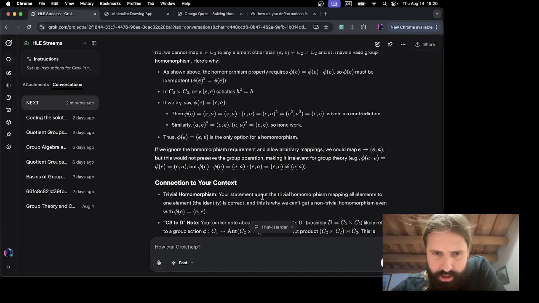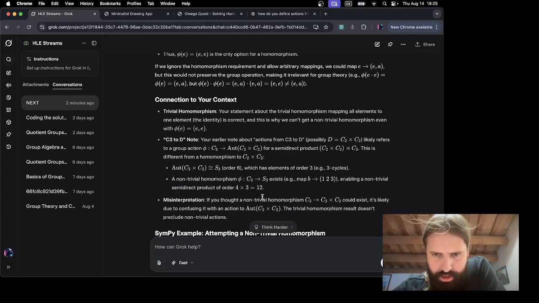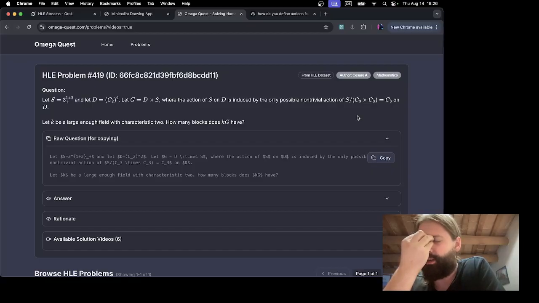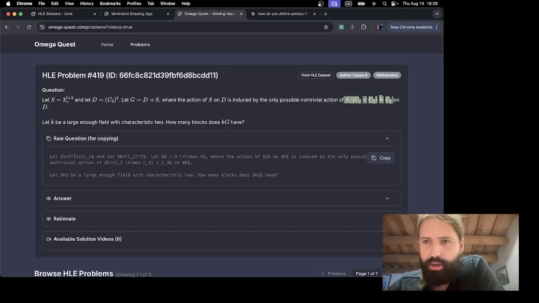How then? But then how is that possible? So define D times S with the action of S on D induced by the only possible non-trivial action of C3 on D. So the only thing that I can come up with is that we just ignore these and we focus on these, right? But that's the whole point, when you're doing this quotient, that actually becomes isomorphic.